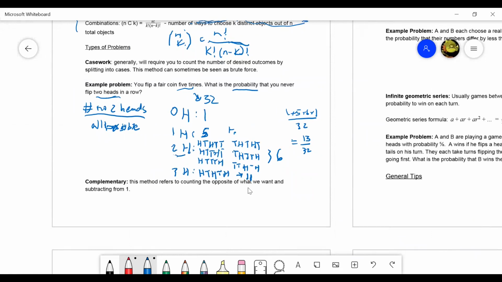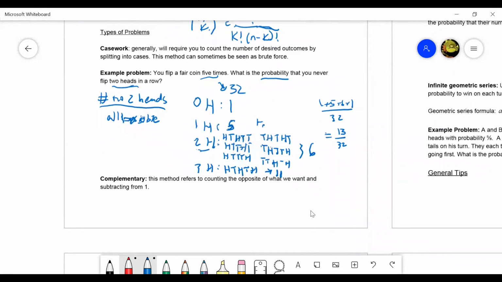So next is complementary counting, and this is where you count the opposite of what you want and then subtract from 1. And this takes advantage of the fact that the sum of all the possible probability outcomes of something is going to equal 1. So I think of it like the probability of rolling a 1, or the probability of rolling a 2 or 3 or 4 or 5 or 6. They're each 1/6 on their own, but when you add them all up, they equal 1. And this is because the total number of desired outcomes, when you sum them over all possible outcomes, is just equal to all possible outcomes.